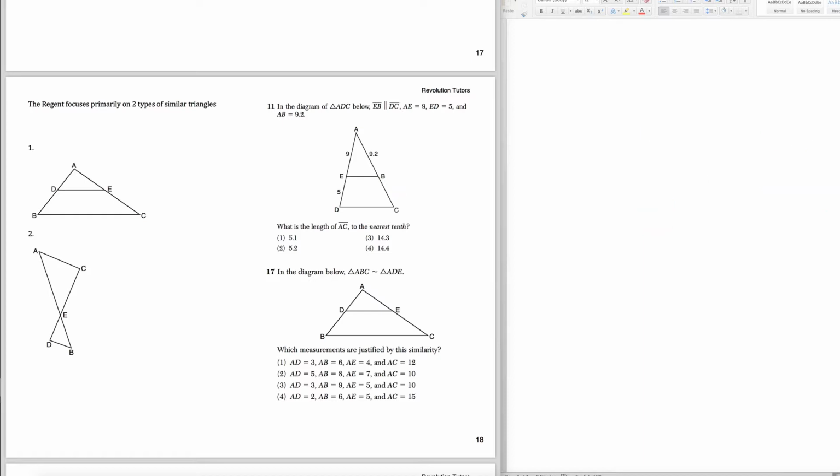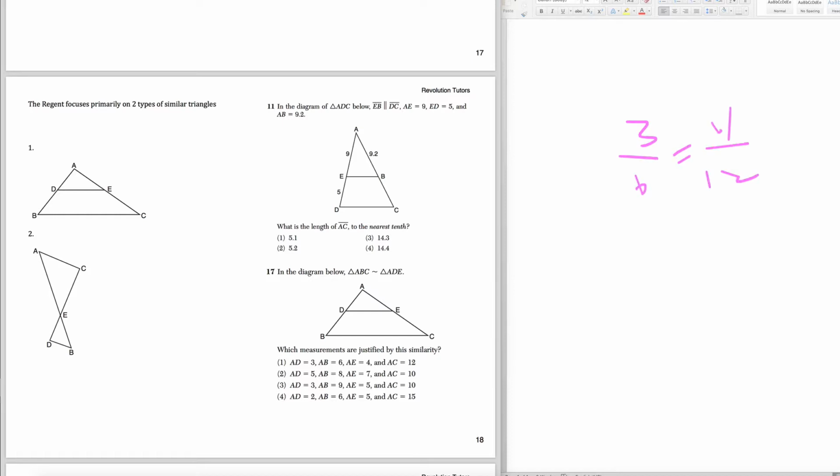Okay, now 17 is another example. They just ask you which are justified by the similarity. So if they said AD is 3 and AB is 6, then AE is 4 and 12. We could eyeball that. 3 to 6 is double, 4 to 12 is not double. But really, these are so simple. You just do this on a calculator. 3 over 6 equals 4 over 12.